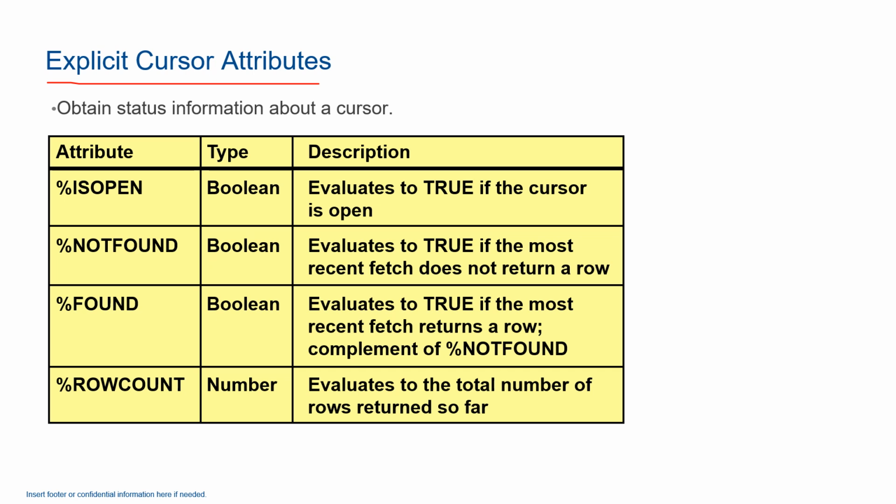One thing I forgot to tell you is that %FOUND will work for the most recent fetch, not for the complete set. Suppose there are 5 rows, so it will fetch 1, 2, 3, 4, 5, and then for the 6th it will not be able to fetch, and it will evaluate to false.